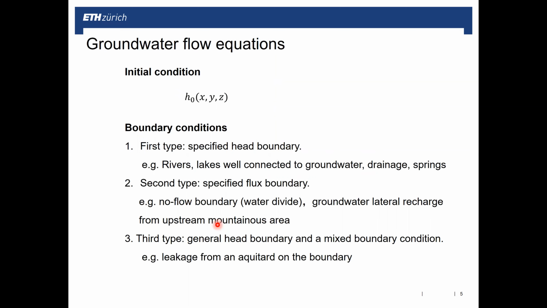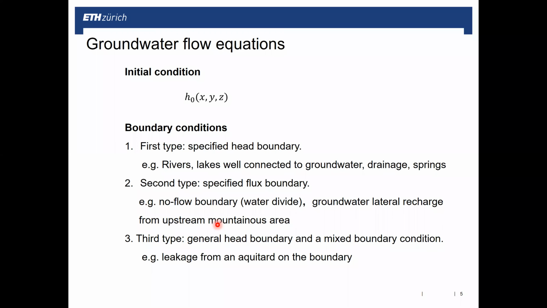And in order to solve the groundwater flow equations, we need the initial conditions, the initial groundwater level distributions, and also the boundary conditions. There are three types of boundary conditions. The first type is the so-called specified head boundary. This is like the rivers, lakes, which are well connected with the groundwater, or the drainage or spring areas.